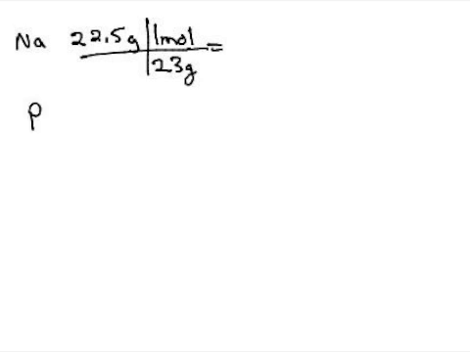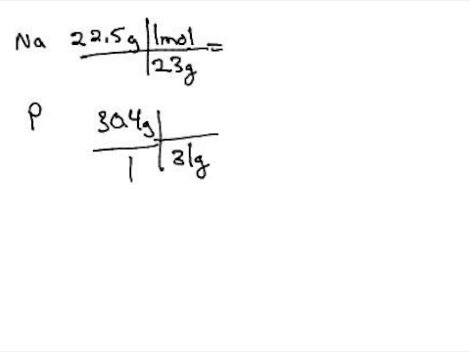And then phosphorus is 30.4%. We're still assuming 30.4 grams. By the way, when you're doing molecular formula problems, always start by finding the empirical formula first. That's what I was trying to say before I was interrupted.